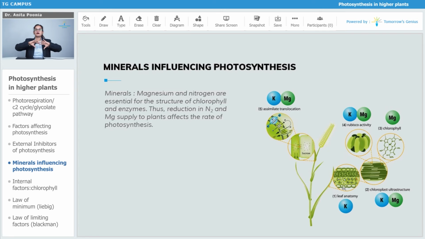And the next thing is nitrogen, which is very essential to plants. Nitrogen is directly related to protein and the foliage of the plants, and so to photosynthesis, because more foliage, more photosynthesis. So minerals such as magnesium and nitrogen are essential for the structure of chlorophyll and enzymes, and thus a reduction in nitrogen and magnesium supply affects the rate of photosynthesis directly. Apart from that, potassium has an important role in assimilate translocation, potassium, magnesium, all of that.